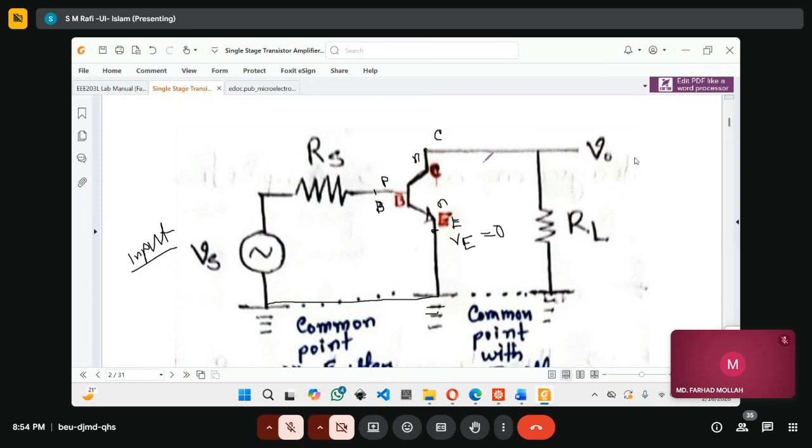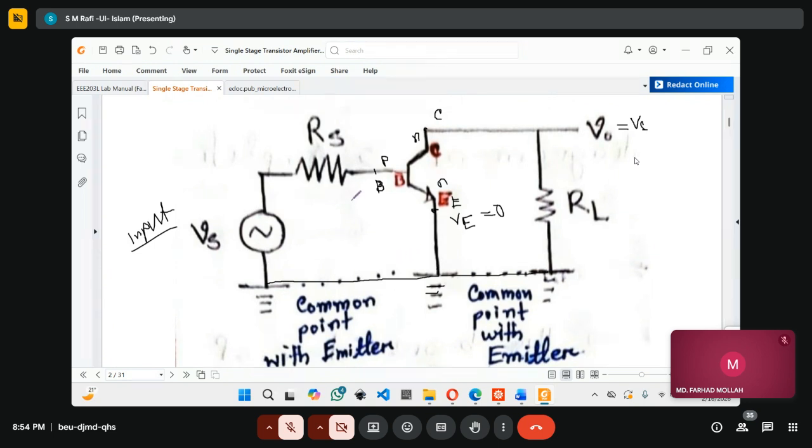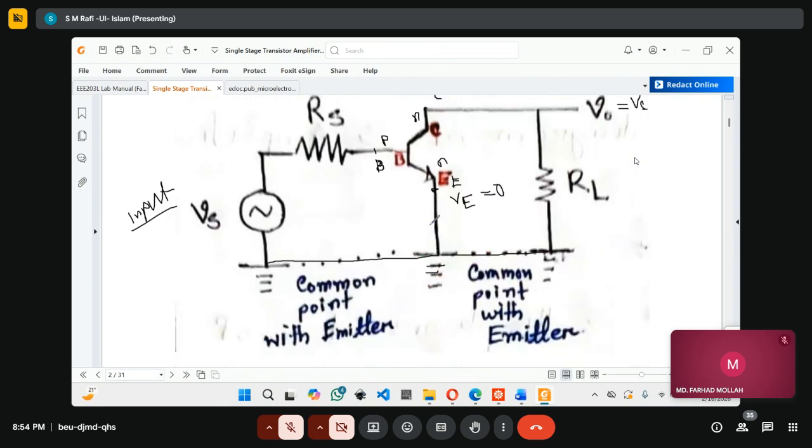Similarly, on the output side, we connect a load resistance. Across this load resistance, we will observe the output. So this output is equal to VC, meaning the collector voltage. Again, for the output, the other terminal is connected to ground, so internally this is also connected. So what is the common point between input and output? This ground, right? Which is again this emitter point. So that's why this is called common emitter configuration.